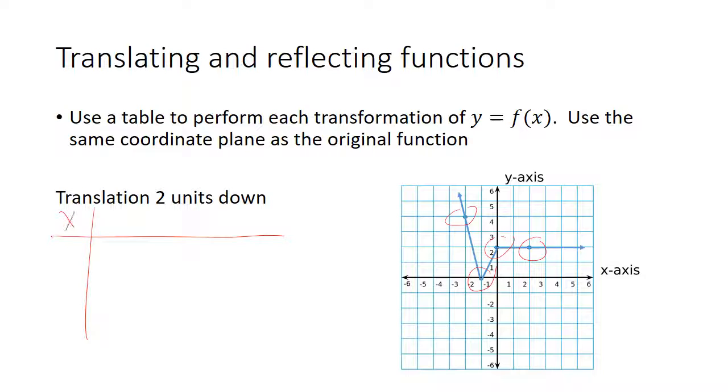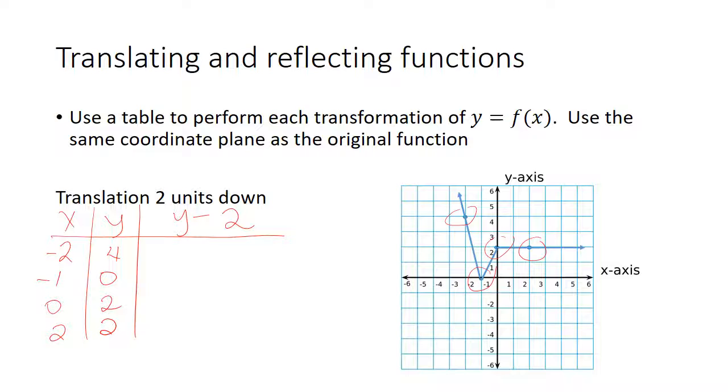I'm going to do my X and my Y for my original, and then my new one is 2 units down, which means I change my Y value. So my X isn't going to change, but my Y is. My Y is going down 2, so I'm going to subtract 2. So my X here is at -2, and the Y is at 4. The next point is at -1, 0. The next point is at 0, 2. And then the next point is at 2, 2.